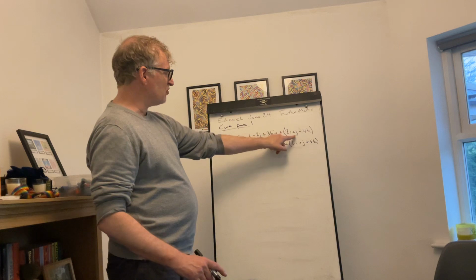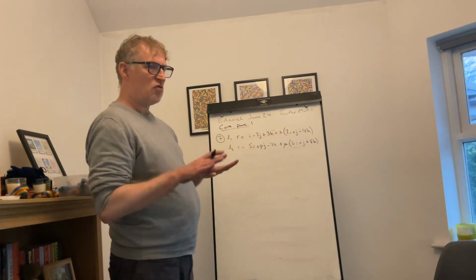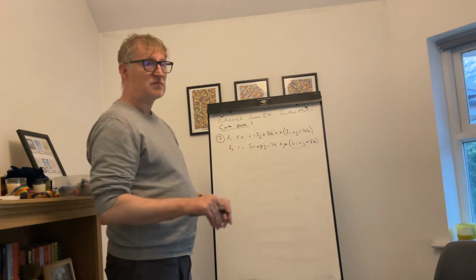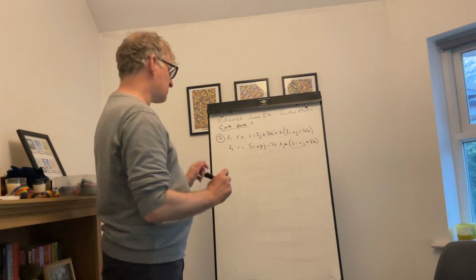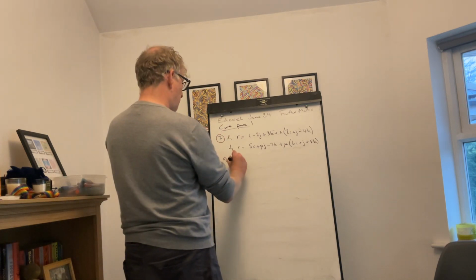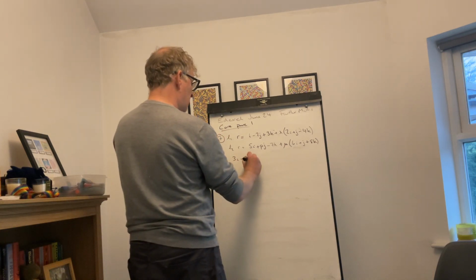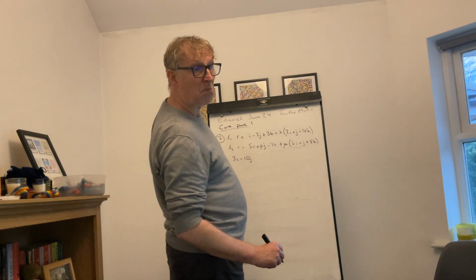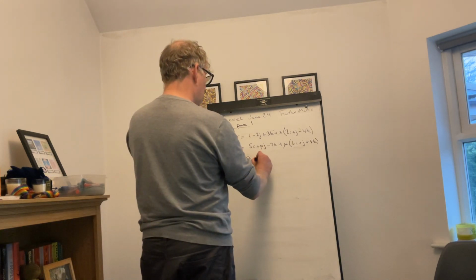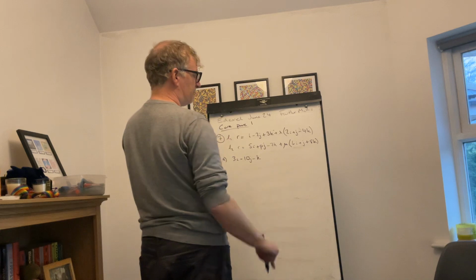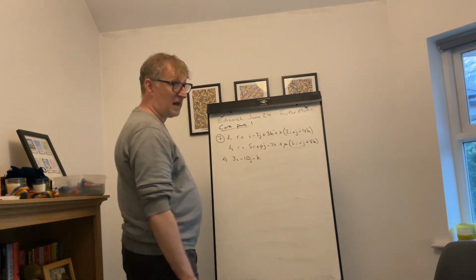So these directional parts here will be the directional parts of the plane. We need to show that the vector 3i minus 10j minus k is perpendicular to the plane, to pi.